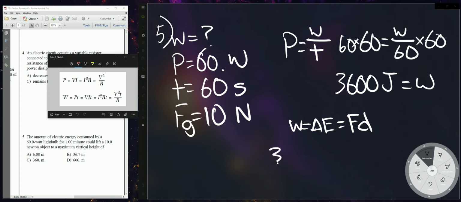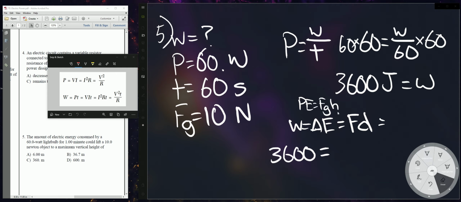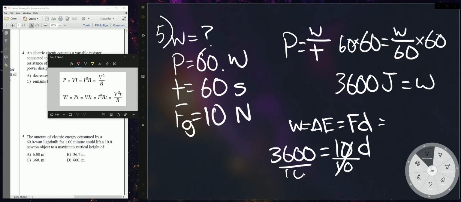So what we can do right now is 3,600. Your force due to gravity, well, this is basically potential energy, because potential energy is Fg times h, which is basically Fd. So this is force, 10 newtons, distance, solve for distance, and you get 360 meters. And so the answer is C.